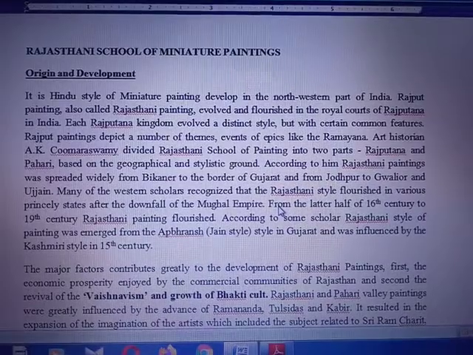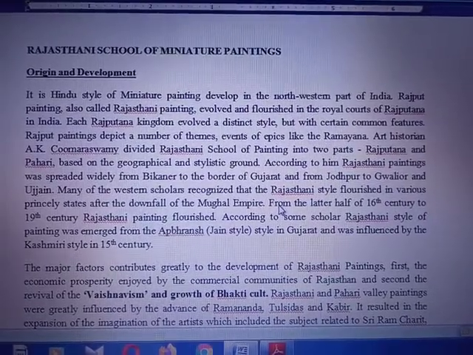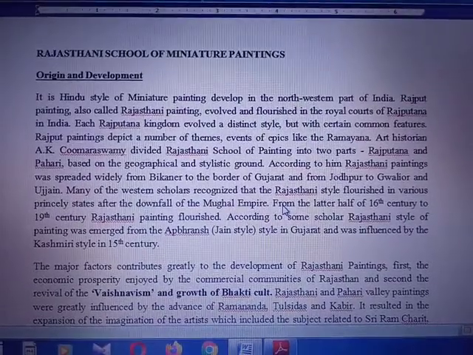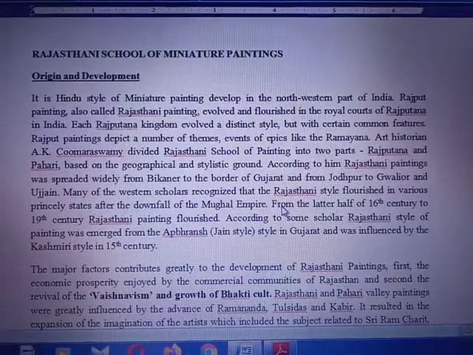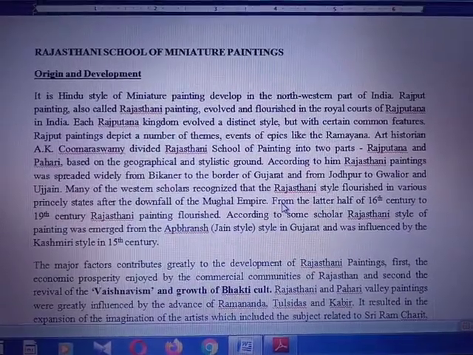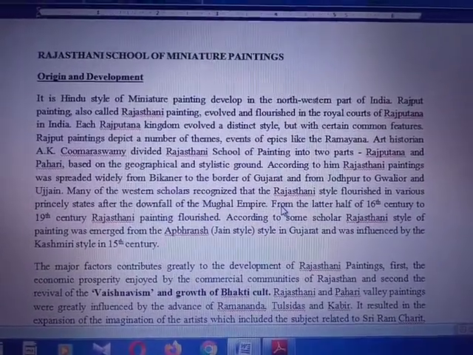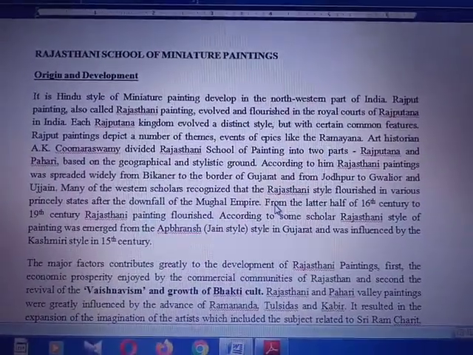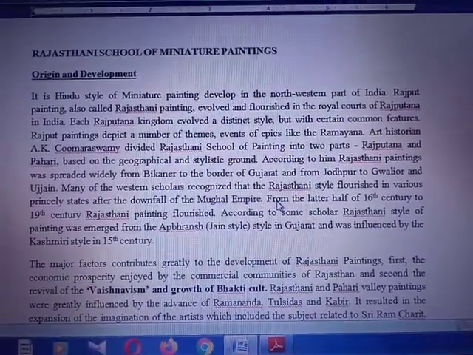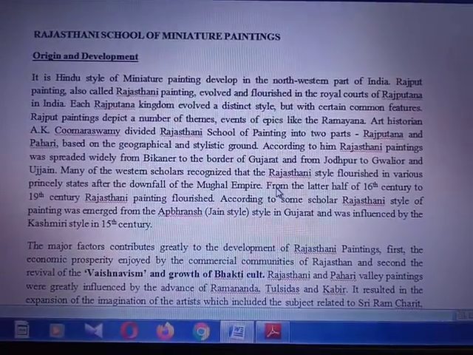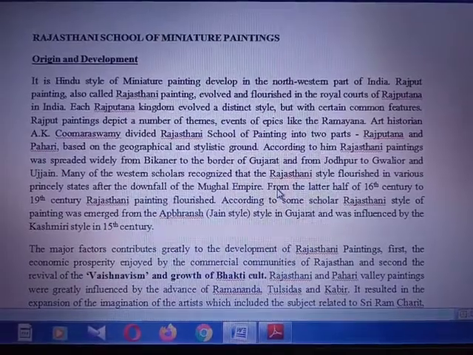In our last video, I discussed with you the beginning of Indian miniature painting and important schools of miniature painting like the Pala and Jain schools of miniature painting. In today's video, I will discuss the Rajasthani School of Miniature Painting, the first chapter of Unit 1.